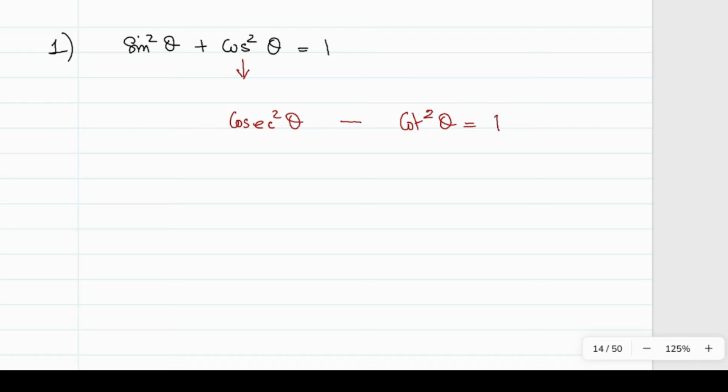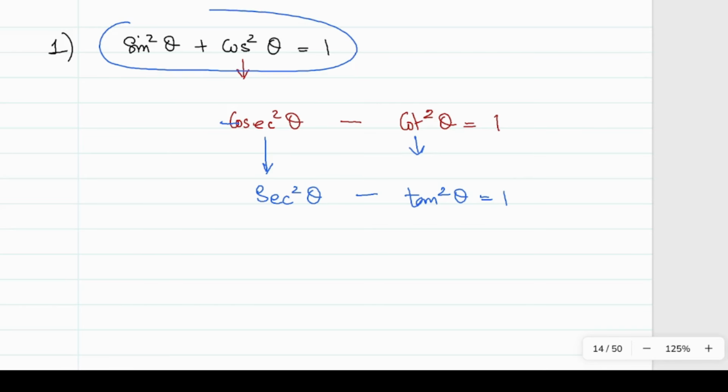Now, in the next step, I will cancel this co from here. From the cosec, which trigonometric ratio can I derive? It is sec. That is sec² minus the reverse of cot. What is the reverse of cot? It is tan², which is equal to 1. In this way we can learn these equations by heart. This one you can learn by heart in the same way, sin² plus cos² equal to 1.